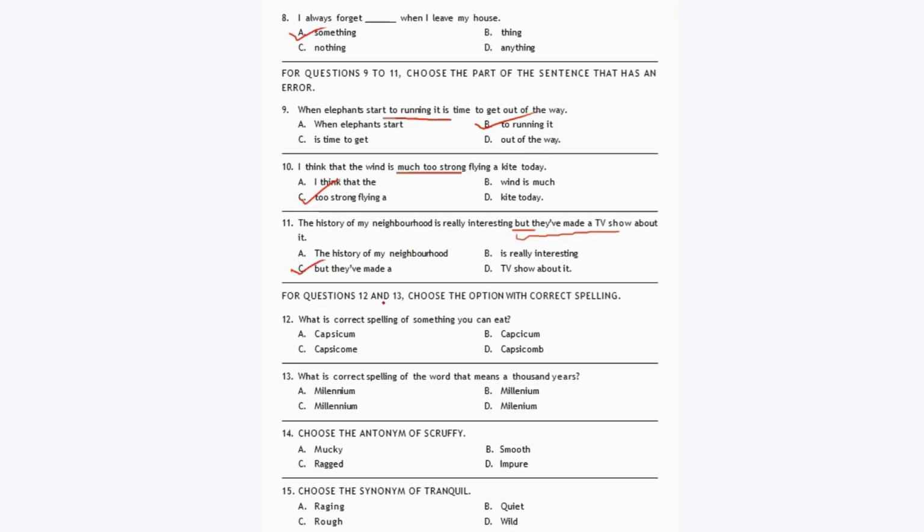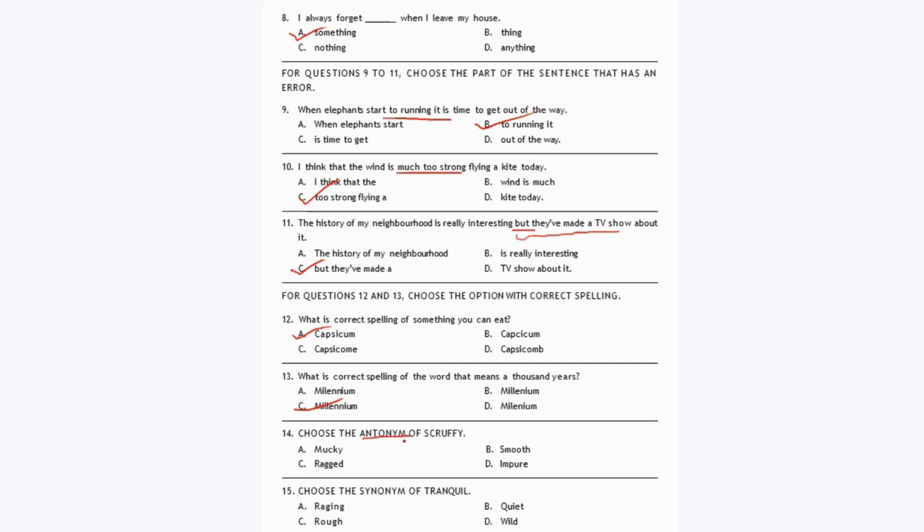Now, for questions 12 and 13, choose the option with correct spelling. What is the correct spelling of something you can eat? So it is capsicum, C-A-P-S-I-C-U-M. Option A. Now, what is the correct spelling of the word that means 1,000 years? It means millennium. So it's option C, M-I-L-L-E-N-N-I-U-M, millennium.